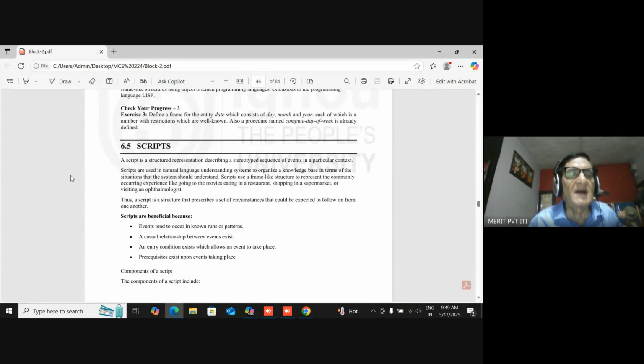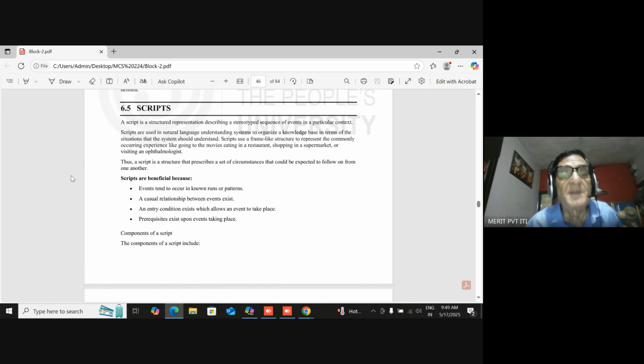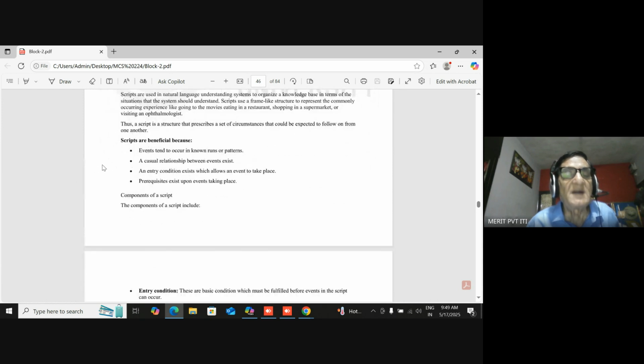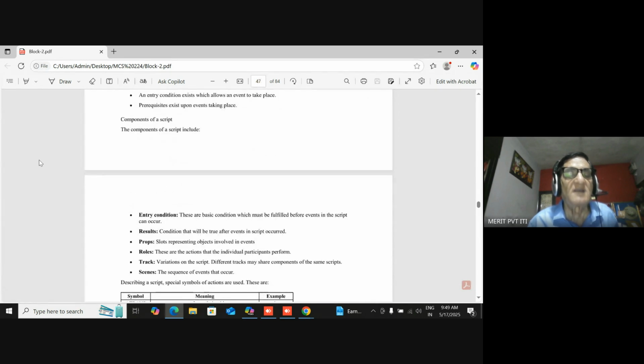Now script has come. You start with semantic, then that type of frame, then comes script. A script is a structured representation describing a stereotyped sequence of events. For example, an event tends to occur in a known pattern. A causal relationship between events exists, and entry conditions exist which allow an event to take place. A prerequisite exists upon an event taking place, and so on and so forth. So these are the things which are there.